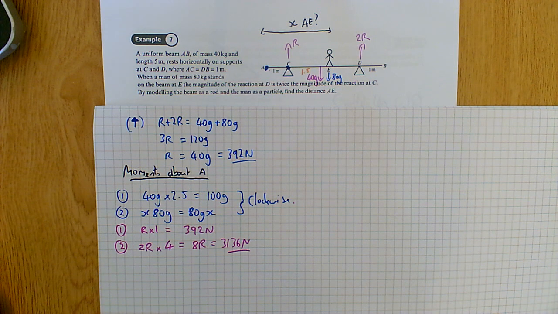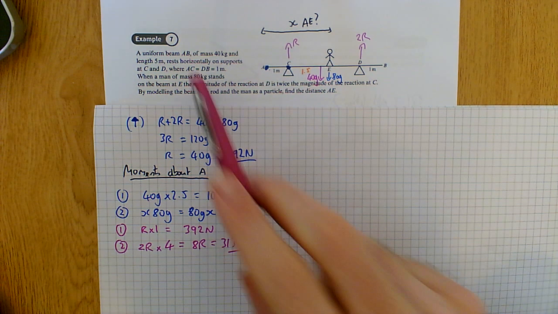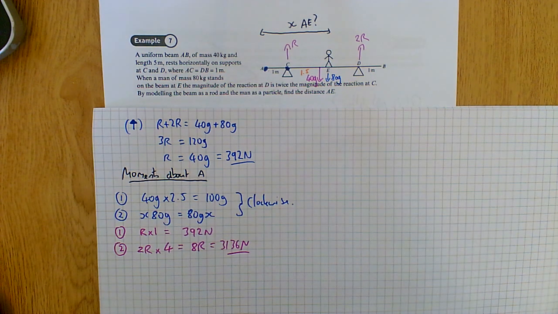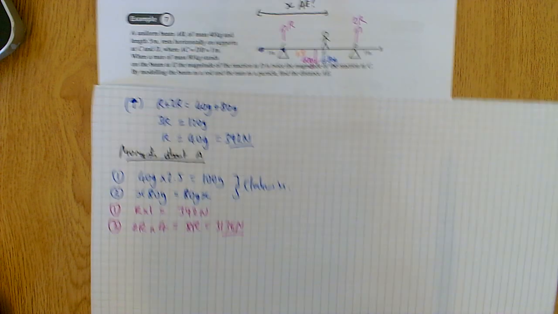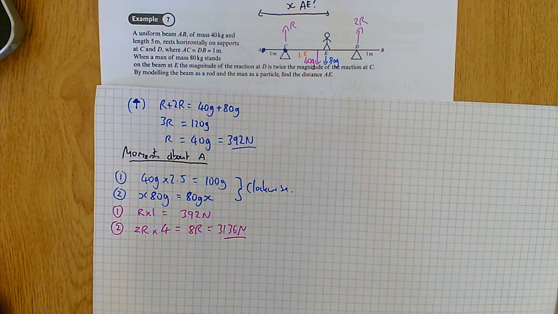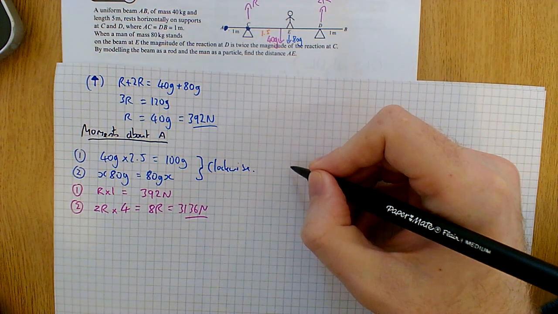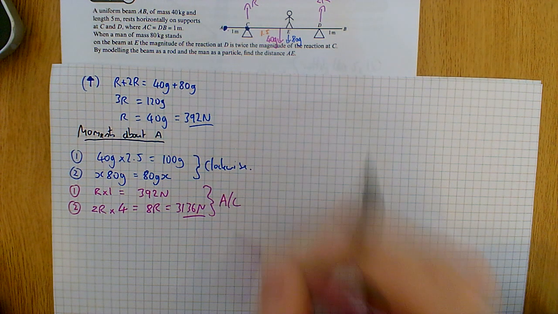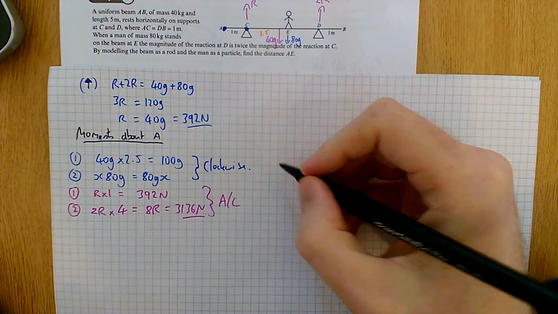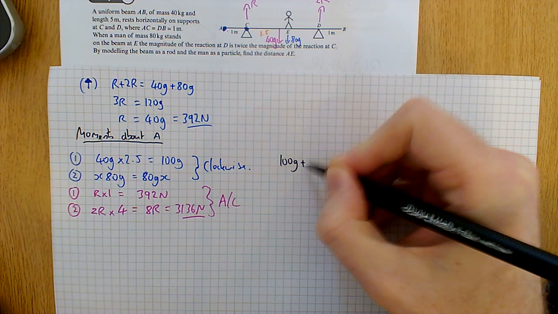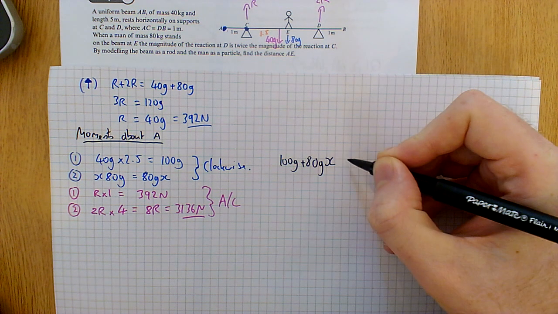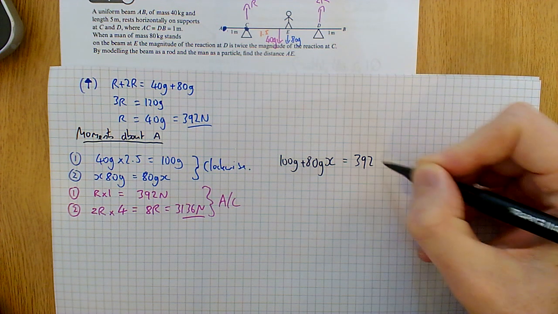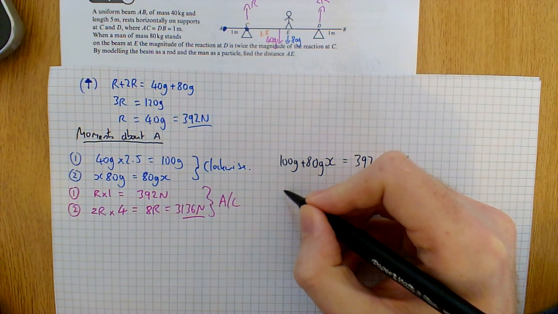Now again, it's in equilibrium. It's not moving, we know that because it says it rests horizontally. If it wasn't resting, it might be moving, but the word rest gives it away. So if that is the case, then the moments have to be equal. Clockwise and anti-clockwise, the blue ones were clockwise. This is the anti-clockwise when we do moments about A. We've got 100g plus 80gx is equal to 392 plus 3136.